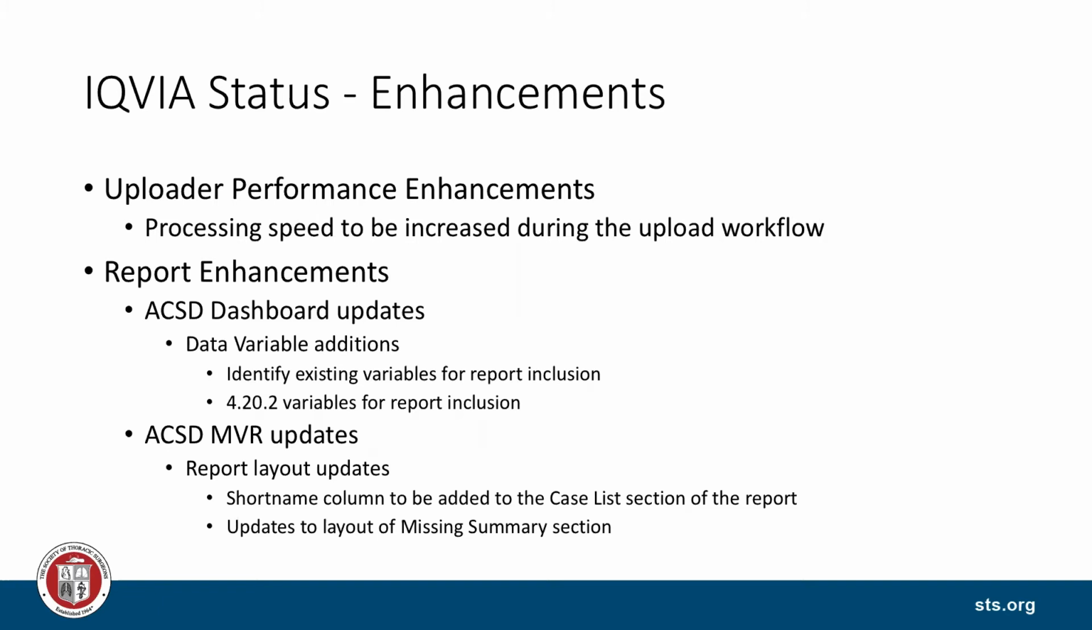So those would be additional enhancements. And then for the missing variable report, there will be some layout updates, and we will be including within the case list section of the report at the very bottom an additional column for the short name. And so that will give you the ability to sort on that column. And also I meant to add, this also should be on the DQR. I'm going to have to go back and look, but that short name column should already be there for the DQR. So you should have that additional column to be able to sort there. But we will be updating the MVR to include that column. And then there are some general updates for the layout that we will be doing for that report.